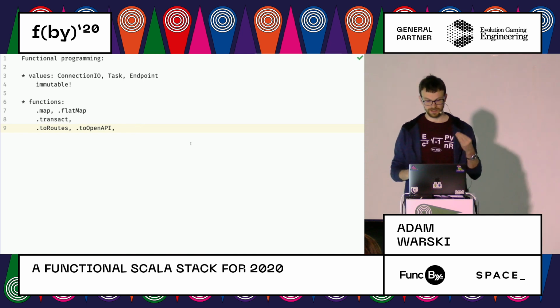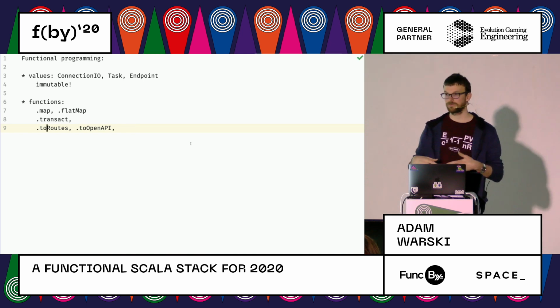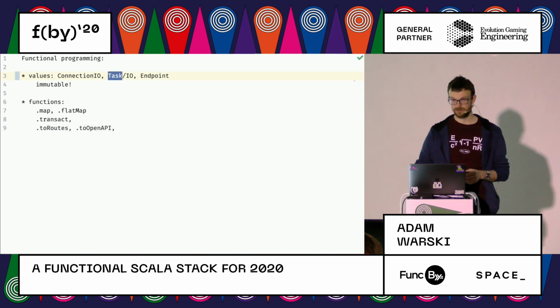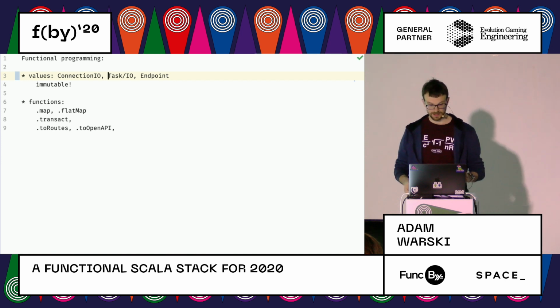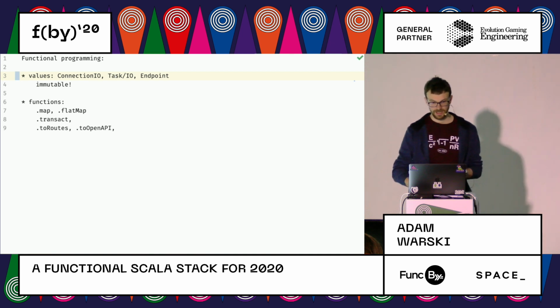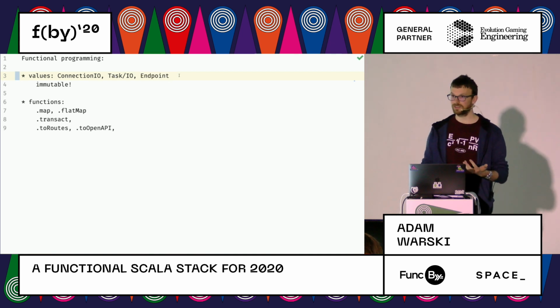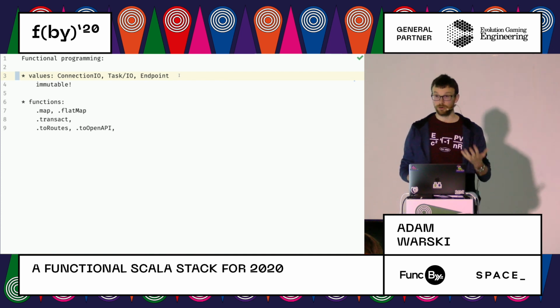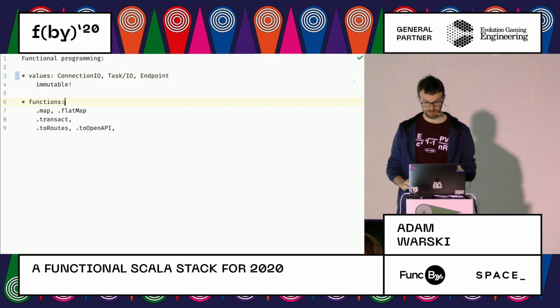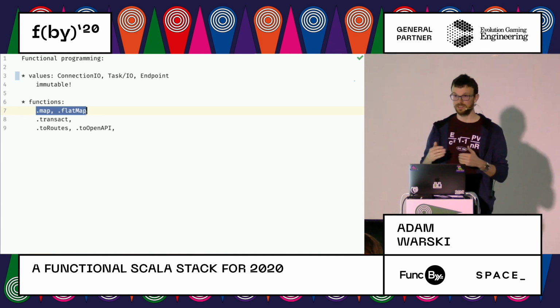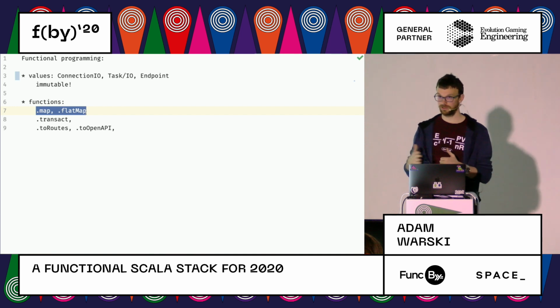We've seen task, which is a description of IO, which is a description of arbitrary side effects. So task is an alias for IO, which throws arbitrary errors. Again, it's an immutable data structure which describes arbitrary side effects. Endpoint, again, an immutable data structure which describes the structure of our HTTP endpoint, right? These are all immutable values. And then we had some functions. Some very basic ones like map, available both on connection IO and tasks, with which we can sequence 2 effects together, right?